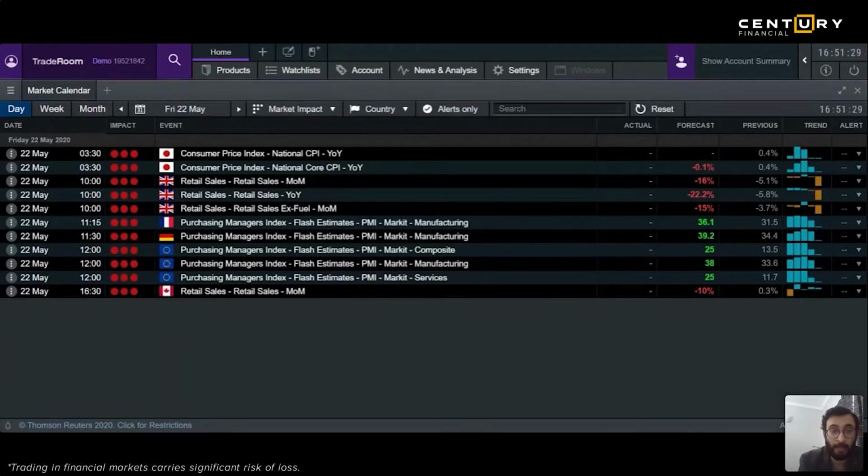Now, the most important news, guys, which comes every first Friday of the month. Please remember this. That news is called non-farm payroll. Non-farm payroll is how many jobs were generated in the US in the private sector in the previous month. So non-farm payroll means how many new jobs were generated in the US in the previous month in the private sector.